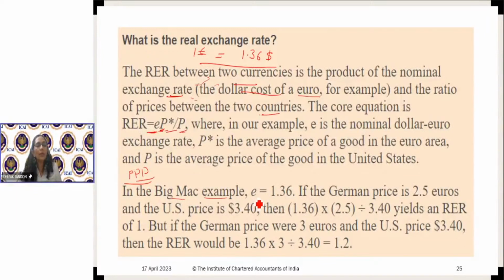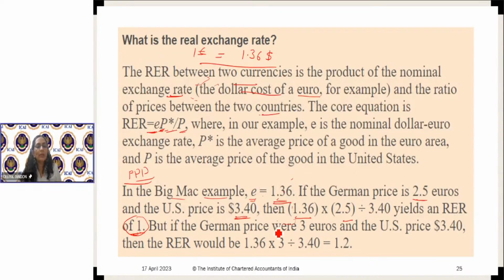So what is happening here? The nominal exchange rate is equal to 1.36. We have shared 1 euro equal to 1.36 USD. And if it is in Germany, then the German price is 2.5 euros. So let's say the burger price is 2.5 euros in Germany, and the exchange rate is 1.36. And in US, the price is $3.40. So how will you calculate the real exchange rate in Germany? Nominal exchange rate is 1.36. Price in Germany is 2.5 euros divided by price in US, that is 3.40. If you divide, the real exchange rate you get is 1. That means the price in the two countries are same.